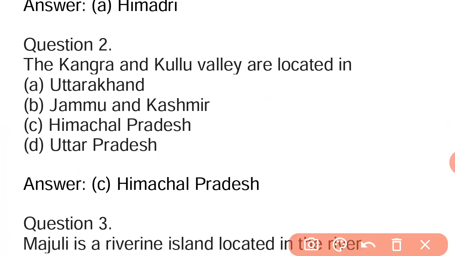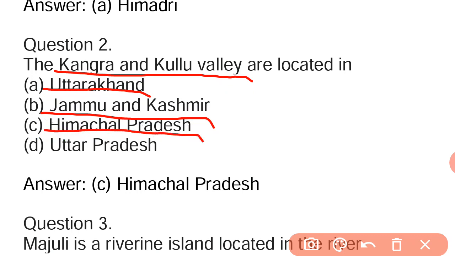The Kangra and the Kullu valleys are located in option A Uttarakhand, option B Jammu and Kashmir, option C Himachal Pradesh, option D Uttar Pradesh. Right answer is option C Himachal Pradesh. Next question.